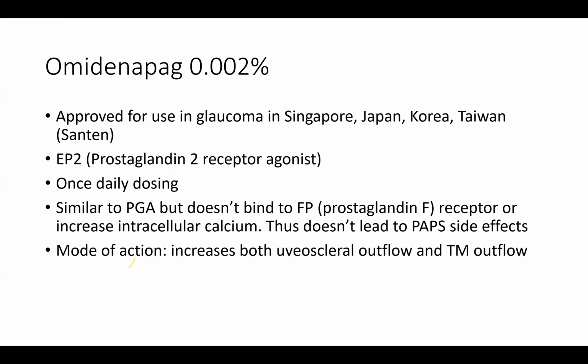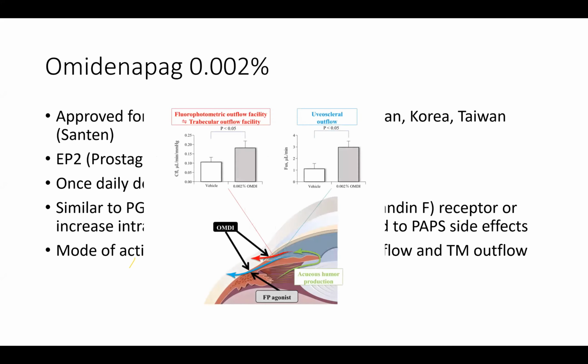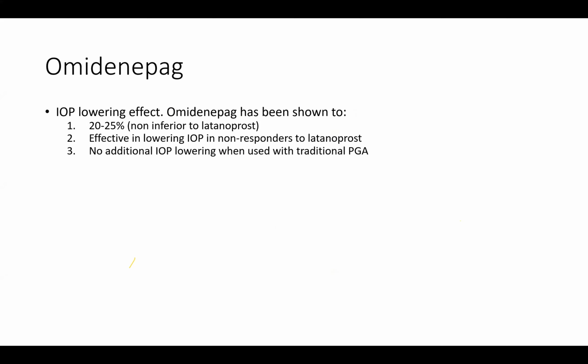It works by increasing both uveoscleral as well as trabecular meshwork outflow through changes in ciliary muscle contractility and dilation of the Schlemm's canal. So this is an image of the outflow facility studies on this drug. And you can see that both trabecular outflow facility as well as uveoscleral outflow has been increased with this agent. Most of the data for this drug comes from clinical trials conducted in Japan.